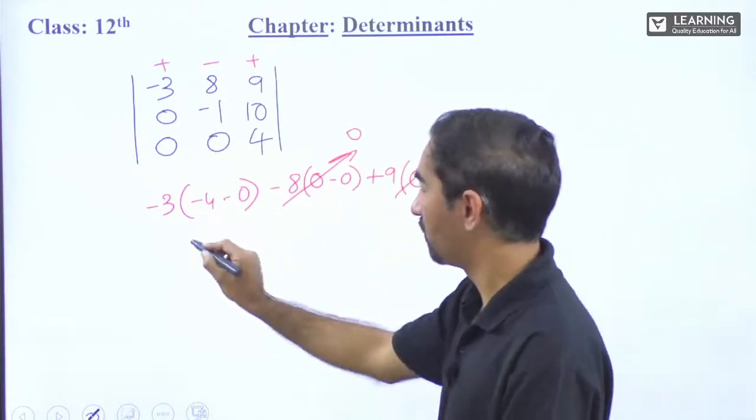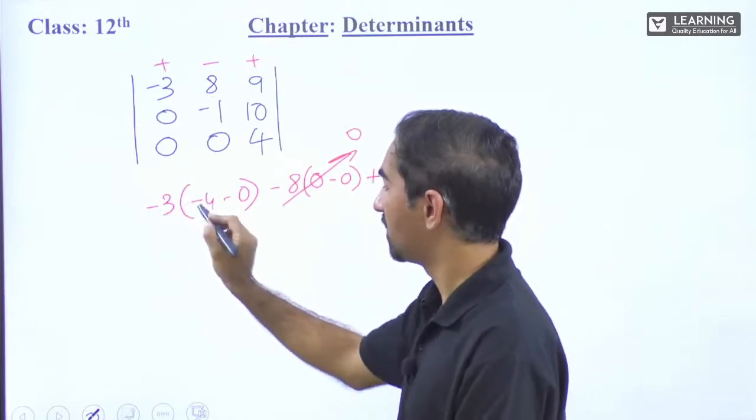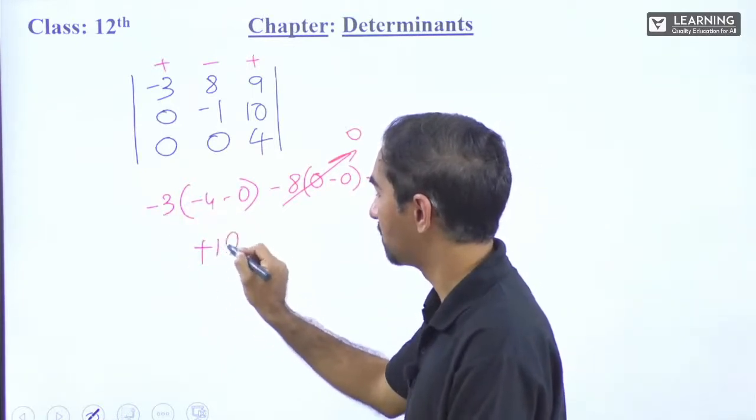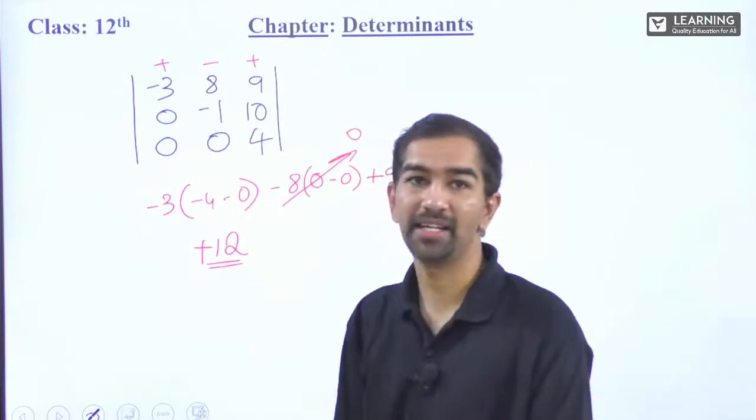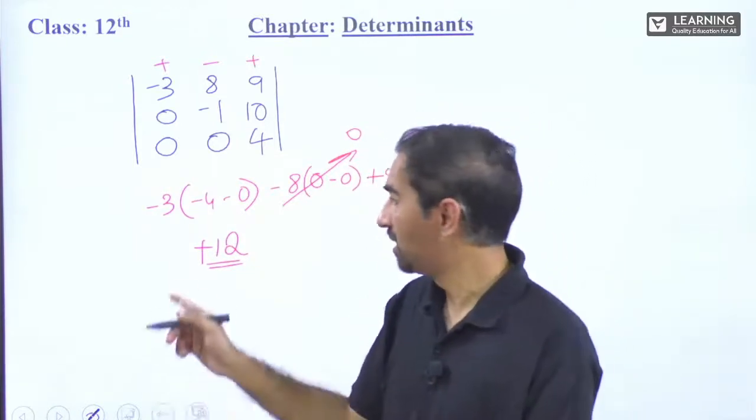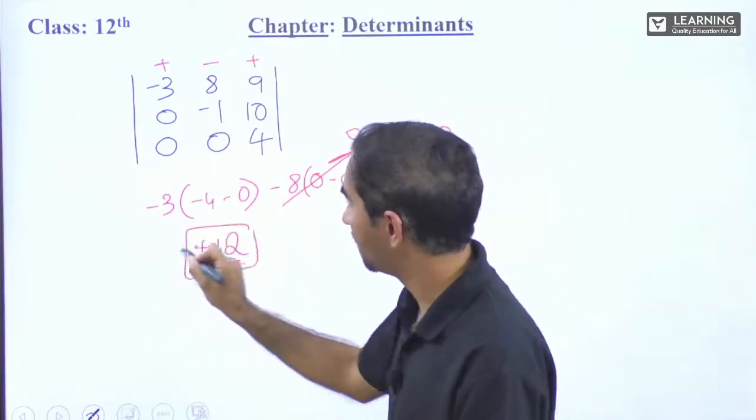What do we have now? We have -3 into -4. So -3 into -4 is +12. Correct? -3 into -4 is +12. Now this is the value of the given determinant.